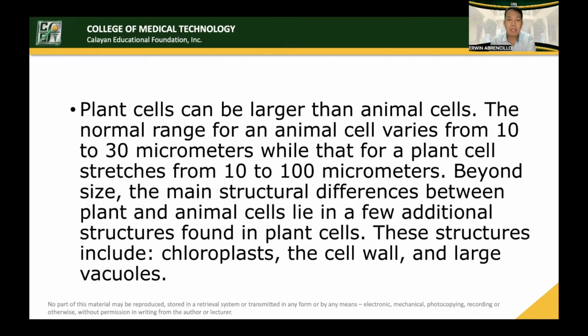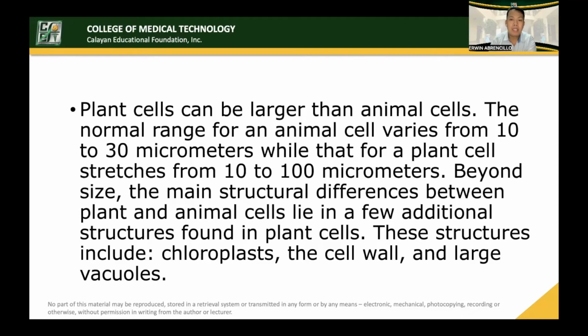So plant cells can be larger than animal cells. The normal range for an animal cell varies from 10 to 30 micrometers, while for a plant cell it stretches from 10 to 100 micrometers. So you can associate the sizes of the plant and animal cell with the texture of their body. Animal cells' bodies are soft, while plants are not. When it comes to body functions, you can also associate that with the size of the cell.